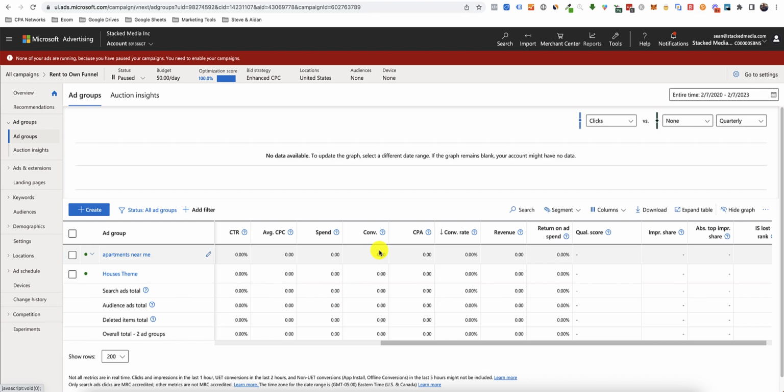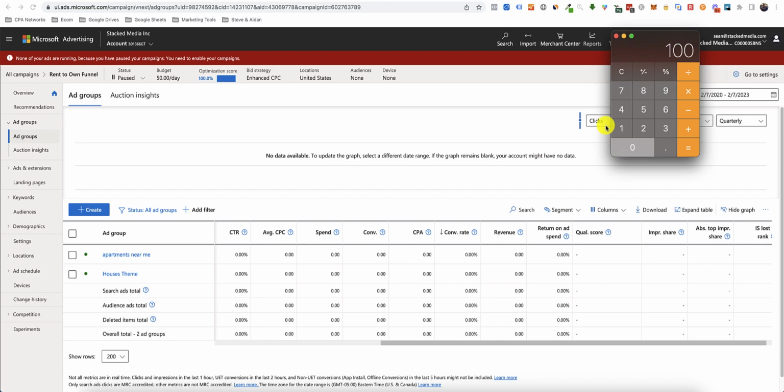Your cost per action is simply going to be the spend divided by conversions. So if I spent $100 and I got 30 conversions, okay, my cost per action would be 100 divided by 30 or $3.33. That essentially is your cost per lead. Your conversion rate is your conversions divided by your clicks, okay? So if I had 30 conversions on 100 clicks, my conversion rate would be 30%.